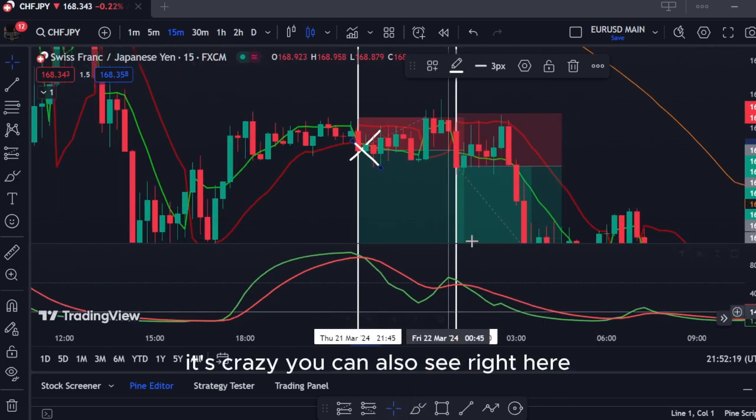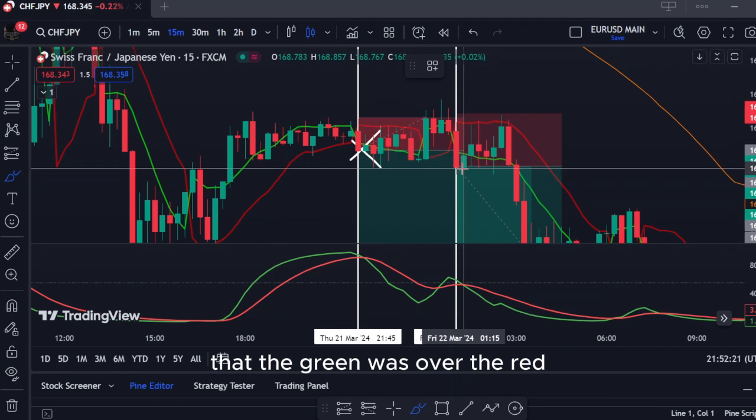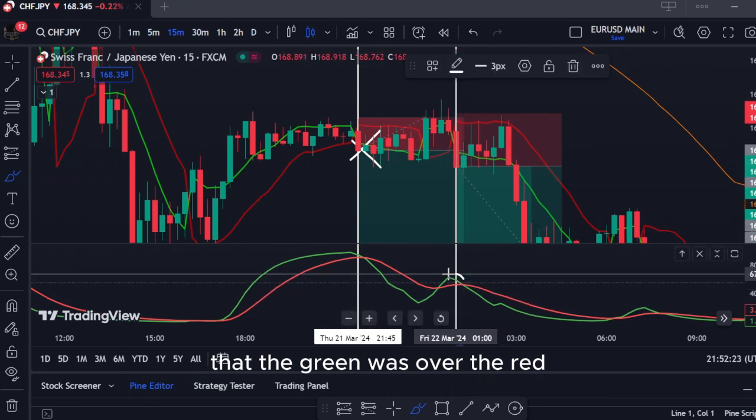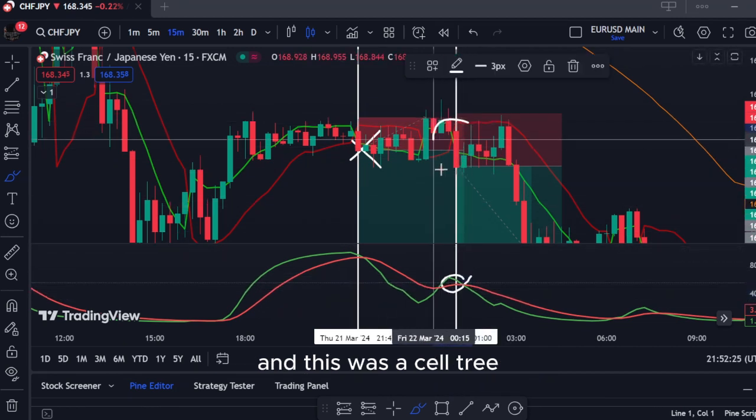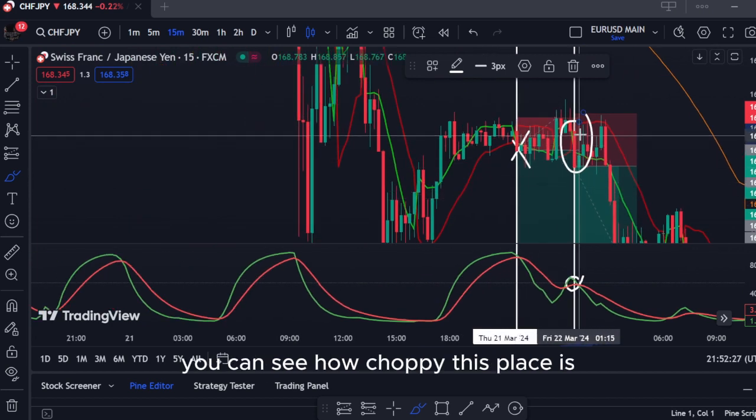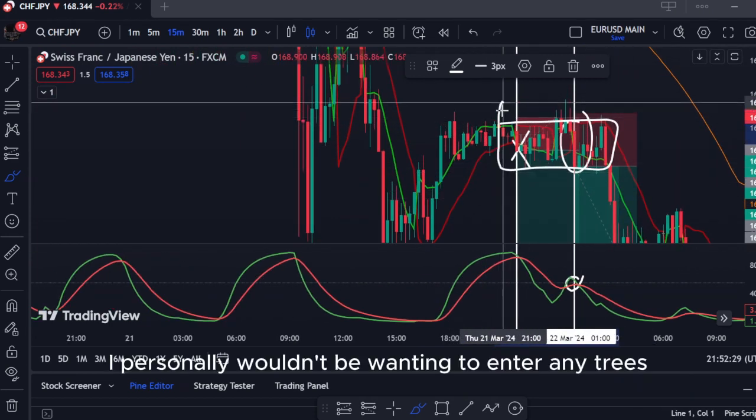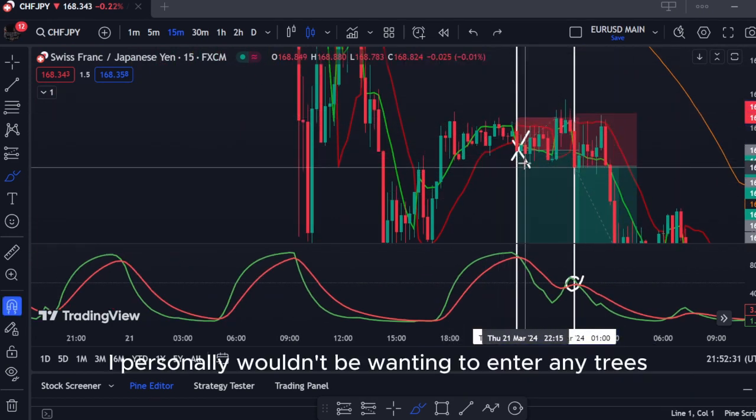It's crazy. You can also see right here that the green was over the red and this was a sell trade. So this trade was also eliminated. You can see how choppy this place is. I personally wouldn't be wanting to enter any trades in these zones.